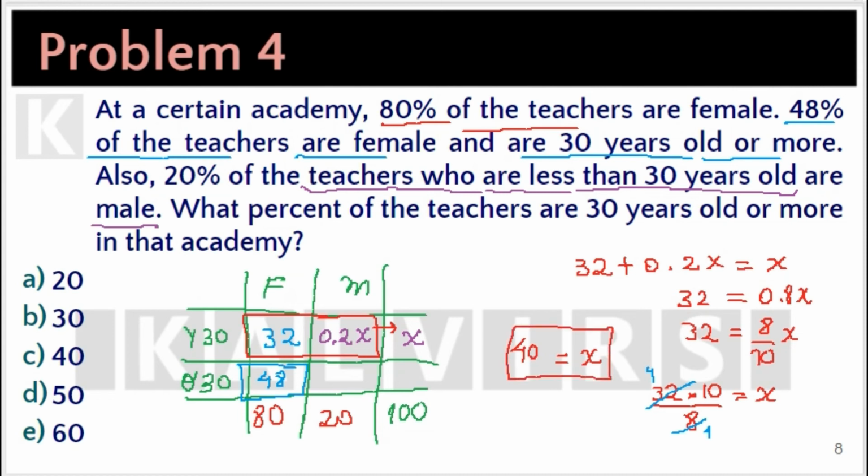Now, what percent of the teachers are 30 years old or more? 30 years old or more are right here. So if x is 40, then this is 60. Choice E is correct.